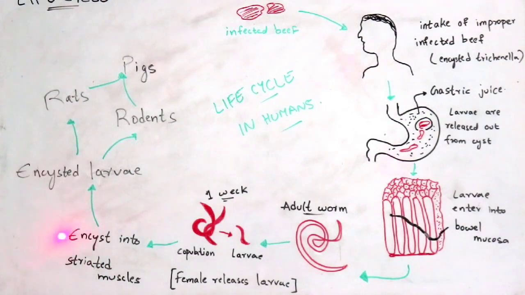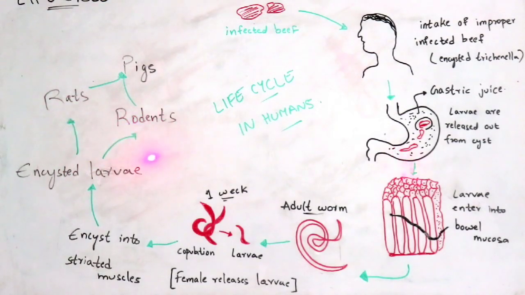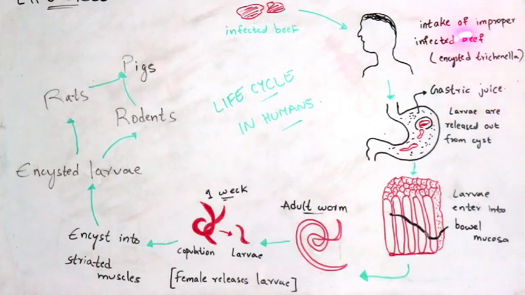Within 4 to 5 weeks, it enters the stage of encysted larvae, and that encysted larvae will enter into rats or rodents. Rodents are animals, for example, mammals come under rodents. These rats and rodents will be consumed by the pigs, and in the pigs also the life cycle of Trichinella happens. Those pigs will again be consumed by humans, in the form of beef or pork.